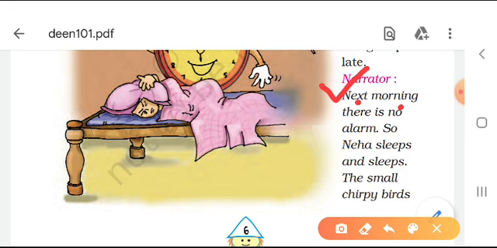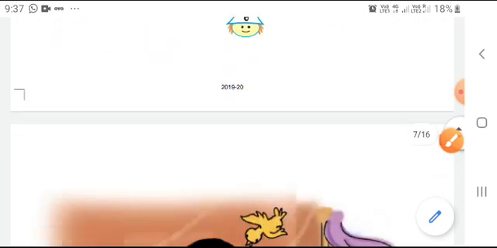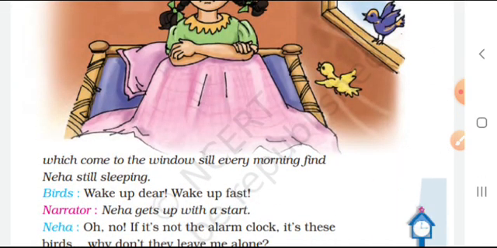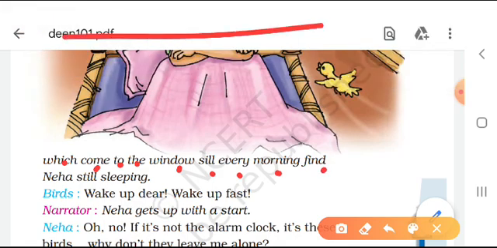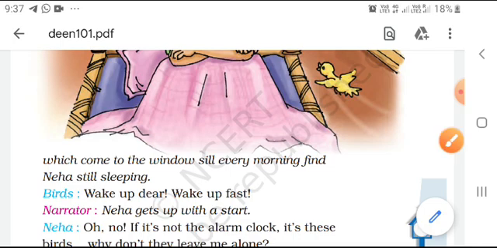Next morning there is no alarm. So Neha sleeps and sleeps. The small chirpy birds, which come to the window sill every morning, find Neha still sleeping.